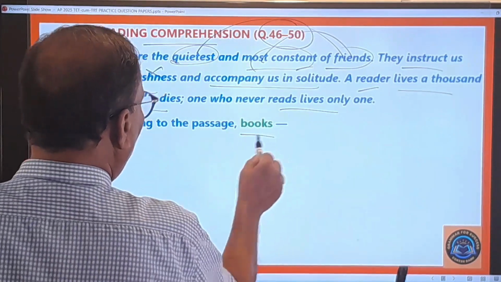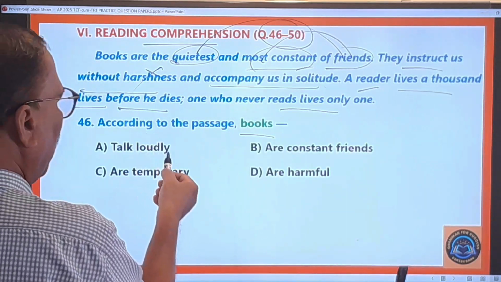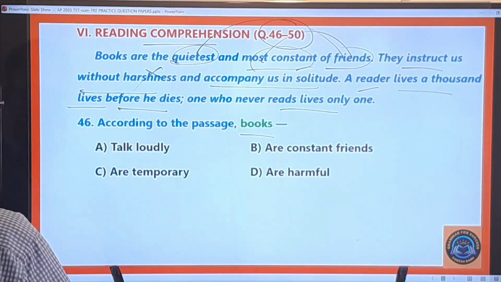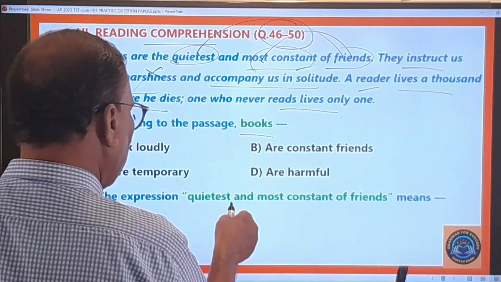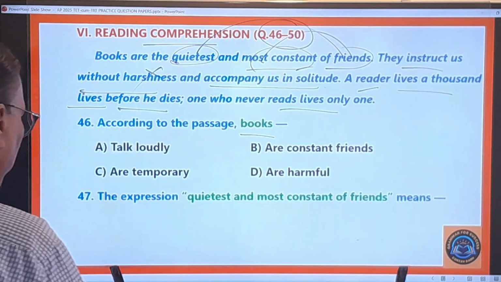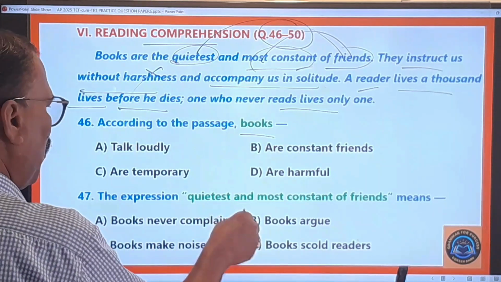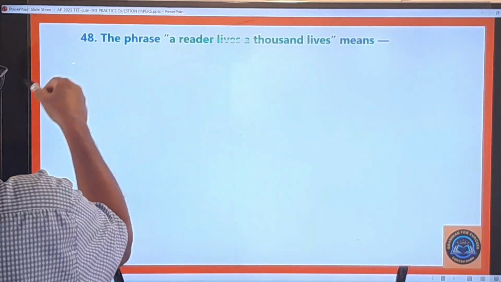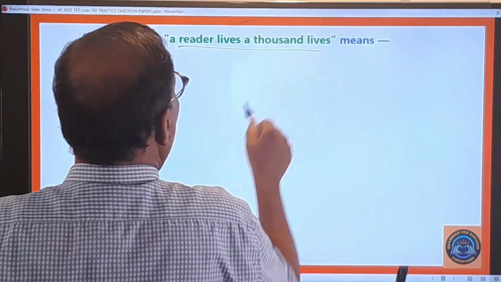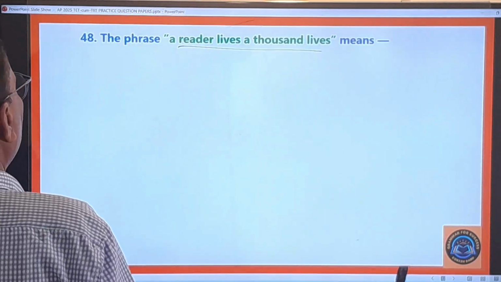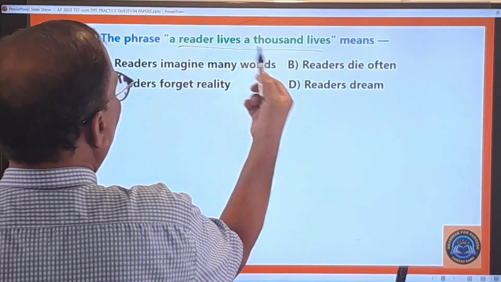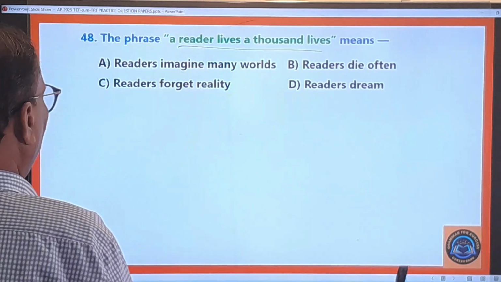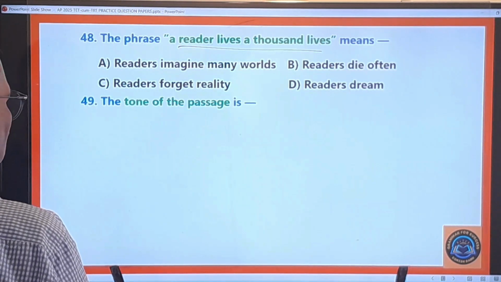According to the passage, books talk loudly, are constant friends, are temporary, are harmful. 47th question. The expression quietest and most constant of friends means books never complain, books argue, books make noise, books scold readers. 48th question. The phrase a reader lives 1,000 lives means readers imagine many worlds, readers die often, readers forget reality, readers dream.